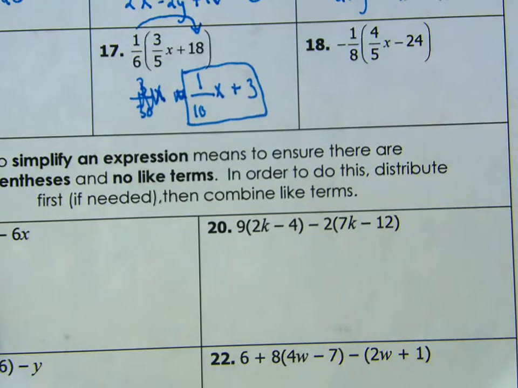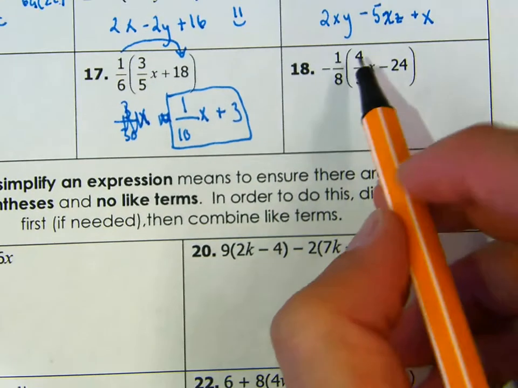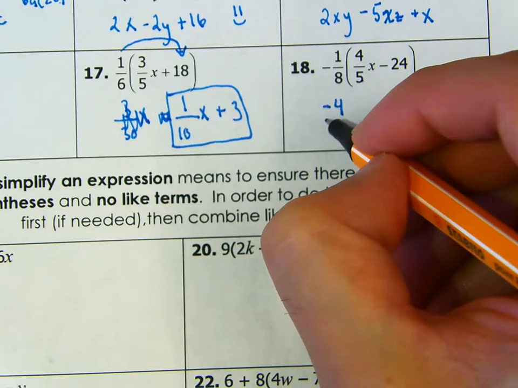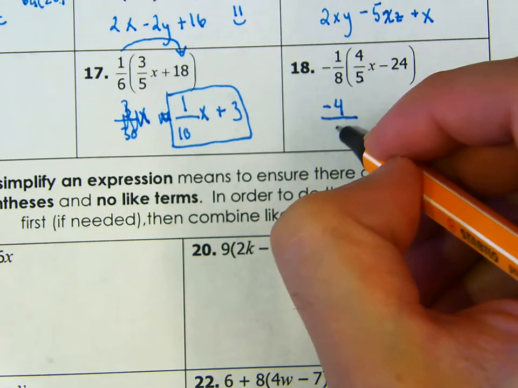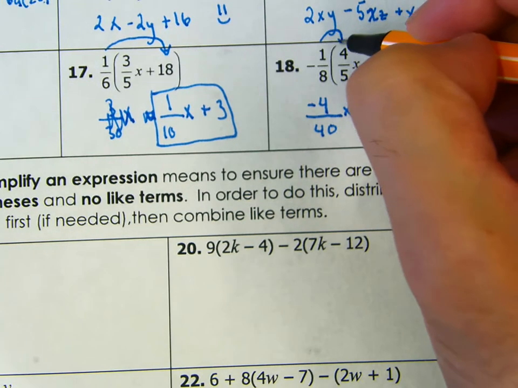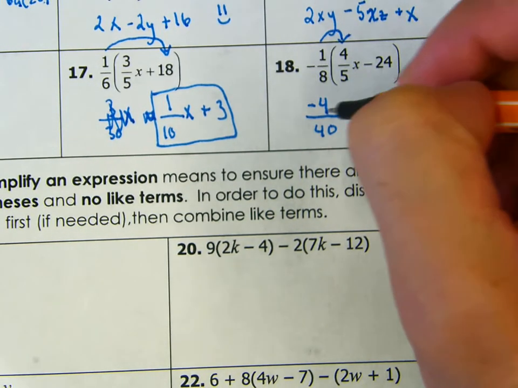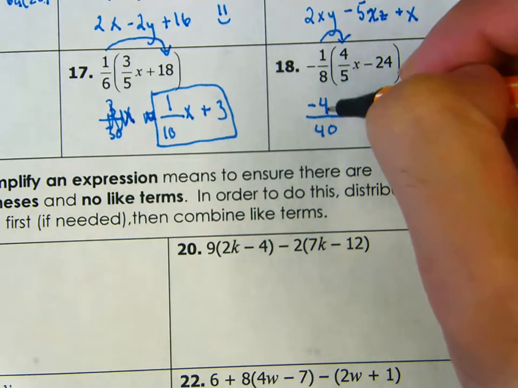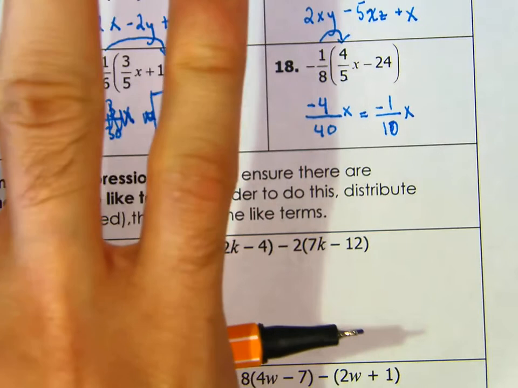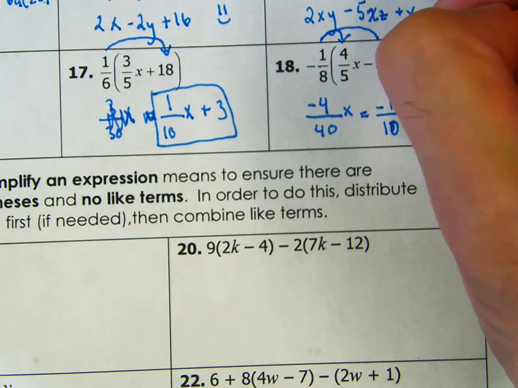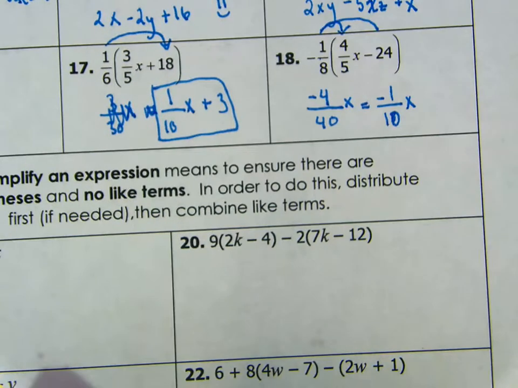Okay. Next one, what would this be? What's negative 1 times 4? That's negative 4. 8 times 5 is 40x. But if I multiply these two, this is really the same as what? Negative 1/10 x, right? Because if I were to divide the top and bottom by 4. And then here, 1/8 of, well, maybe I could show this one on the side as well.